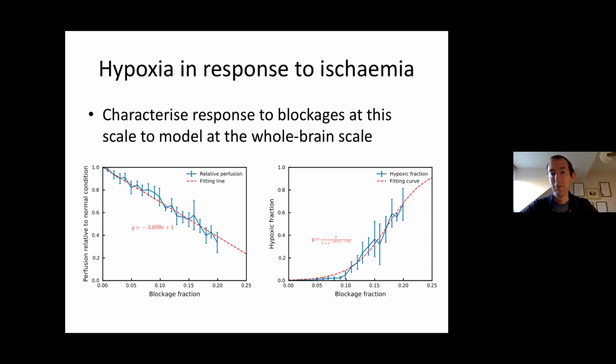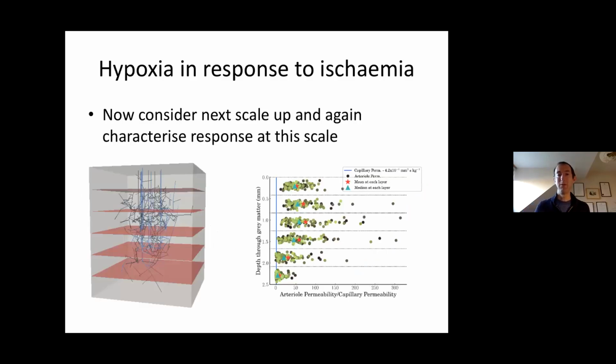So it's an interesting result with implications potentially in dementia, as well as looking at ischemic stroke. So we can characterize this behavior. And then we can, again, as I've done every time, move up from our small scale. So we now move up to the next length scale.